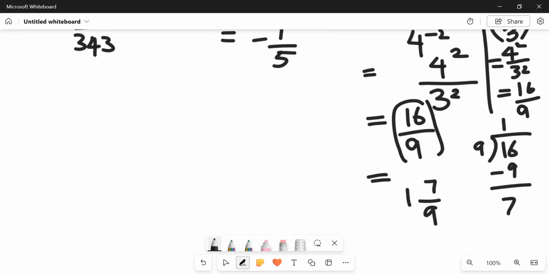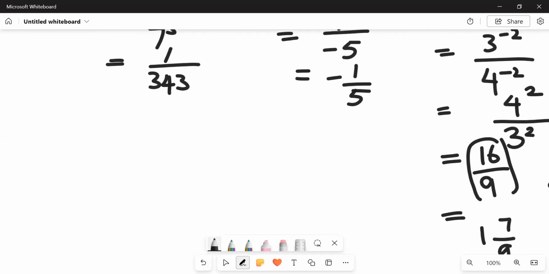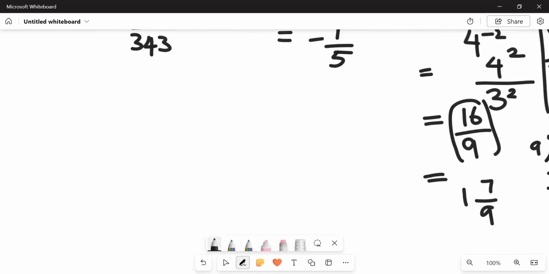Okay. We have to divide if we get an improper fraction. Teacher, can we write it in decimals? Yes, we can write it in decimals too. Okay.